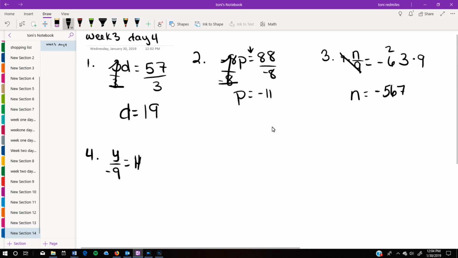All right, what is the negative 9 doing to the y in this one? Well, it's dividing. So I've got to do the opposite, which is multiplication on both sides. Cancel, cancel, gives me a y. I'm going to have a negative because I have a positive and a negative, and 11 times 9 is 99.